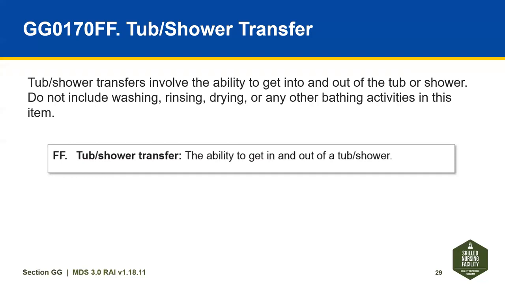If the resident does not get into or out of the tub or shower during the observation period, you would use one of the activity not attempted codes, either 7, 9, 10, or 88. Tub shower transfers involve the ability to get into and out of the tub or shower. Do not include washing, rinsing, drying, or any other bathing activities in this item.